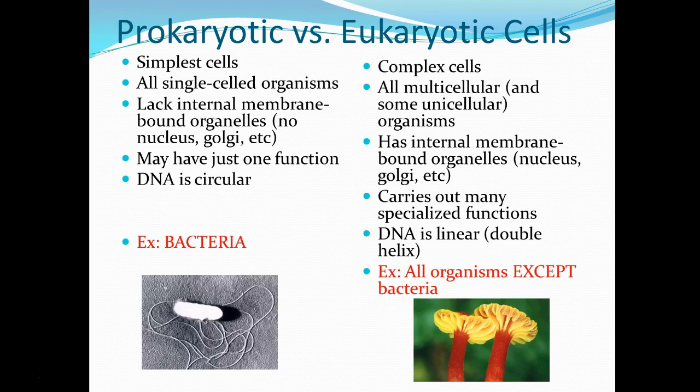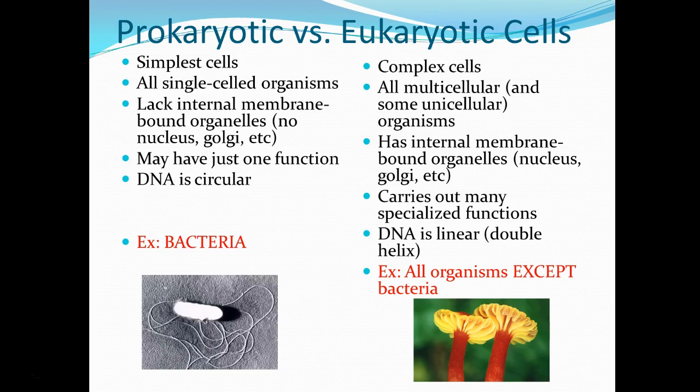So prokaryotes and eukaryotes make up two kinds of cells. If you put all the cells that exist in the world into a pot, you would divide them up into these two groups to start with, prokaryotes and eukaryotes. Prokaryote cells on the left, you can see, are the simplest cells that exist. All prokaryotes are single-celled organisms, and they do not have any internal membrane-bound organelles.